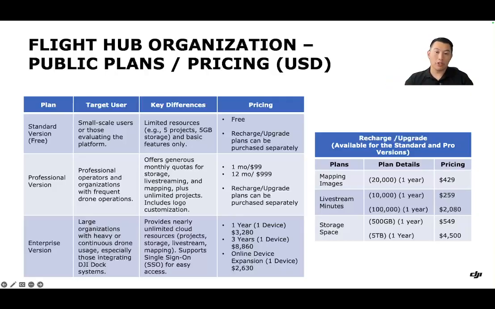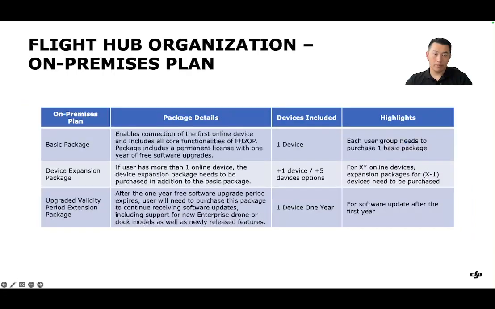The professional version is offered in a 1-month or 12-month package. This is ideal for professional organizations with frequent drone use. This plan can also include recharge and upgrade add-ons to meet the criteria and usage. And then we finally have our enterprise version. It has a few different price offerings, either a 1 or 3-year package per device, and provides nearly unlimited cloud resources.